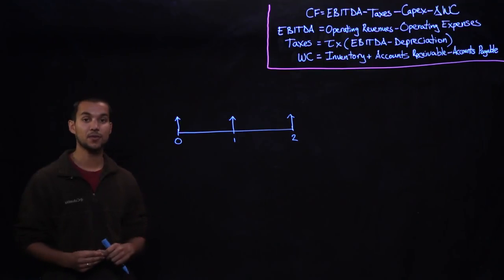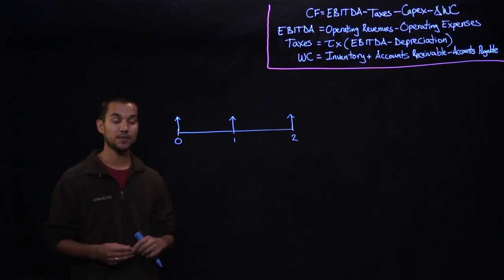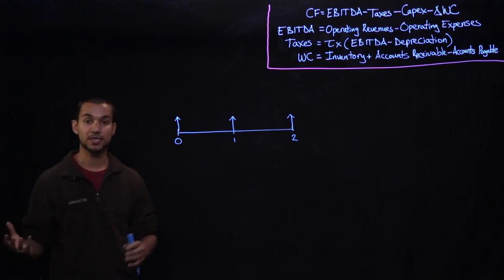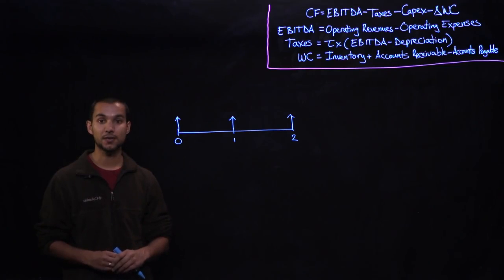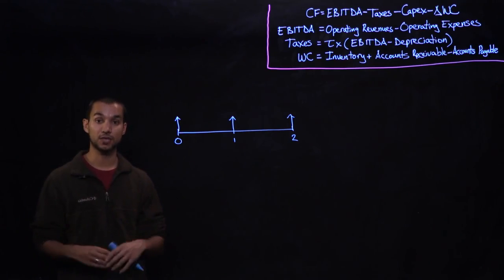In the previous example, we used the project's NPV to decide whether or not the firm should accept or decline the project. And because the NPV of the project was negative, we recommended that the firm should reject the project.